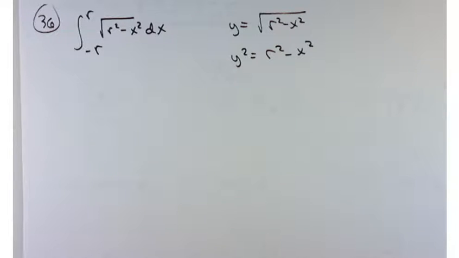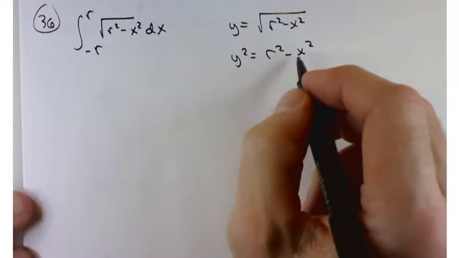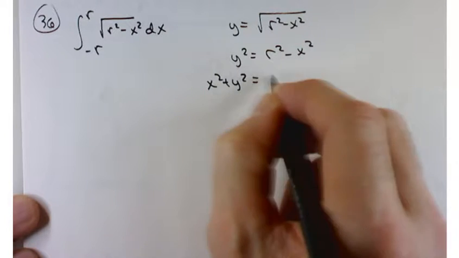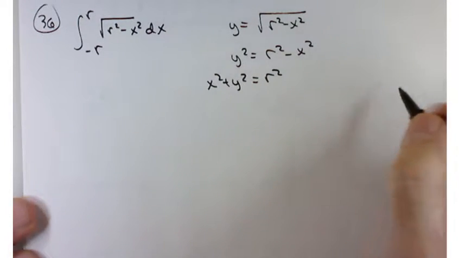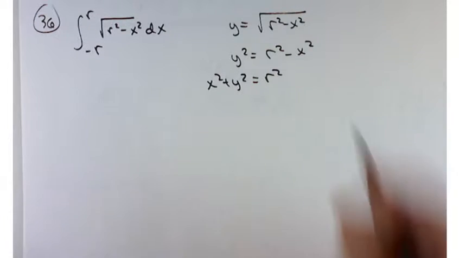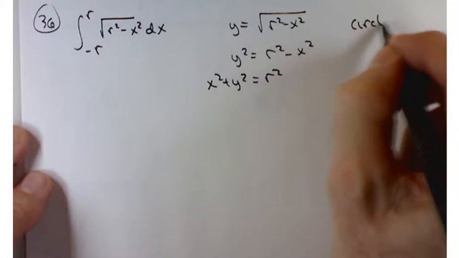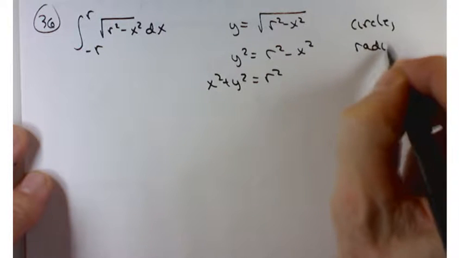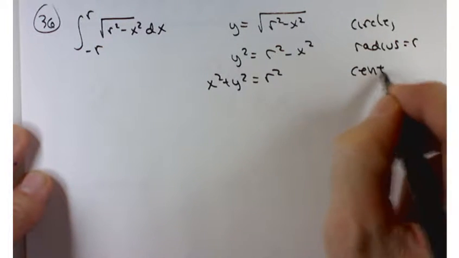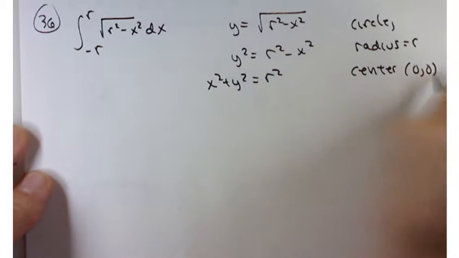Okay. And there's one last thing I'm going to do so that you recognize it. I'm going to move the x squared to the left-hand side. So x squared plus y squared equals r squared. Can anyone tell me what that is now? Yeah, it's a circle, radius equal to r, and its center is at 0, 0, centered at the origin.